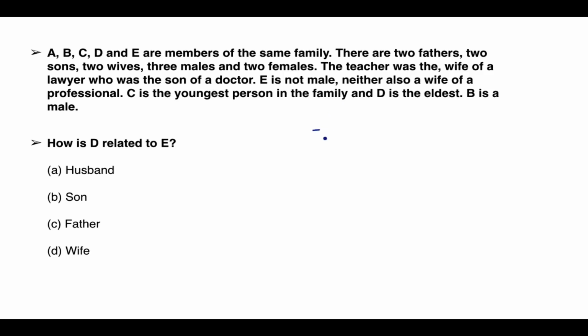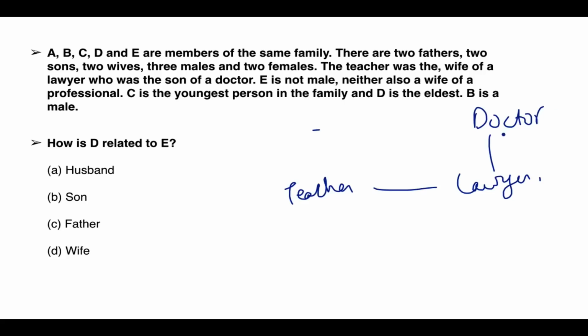A, B, C, D, E are members of the same family. There are two fathers, two sons, two wives, three males and two females. The teacher is the wife of a lawyer, who is the son of a doctor. E is not a male, nor the wife of a professional. Since the teacher is already the wife of a professional, E cannot be the wife of the doctor. So E himself is a doctor, and since D is the eldest, she is married to D, and C is the youngest, so he is the child of the teacher and lawyer. B is a male, so the only male left is the lawyer, so B is the lawyer.